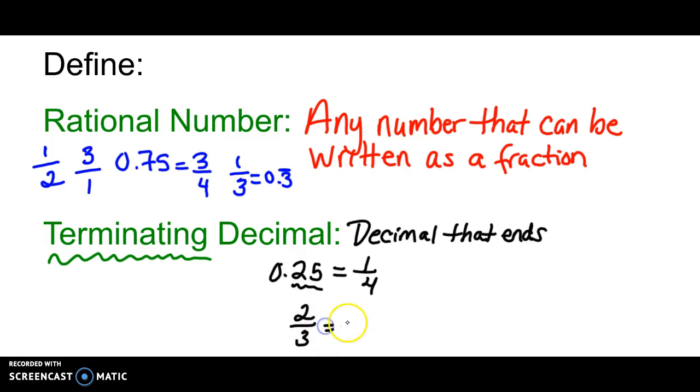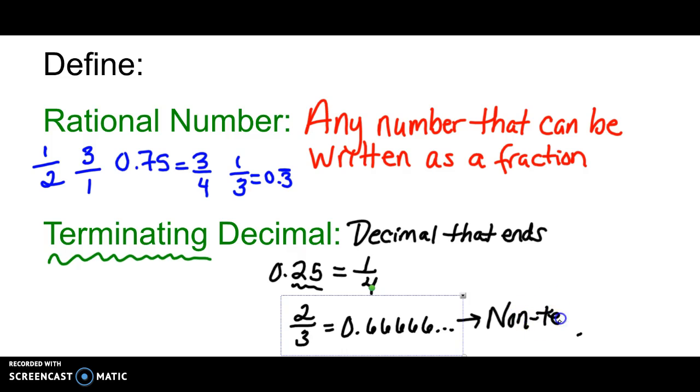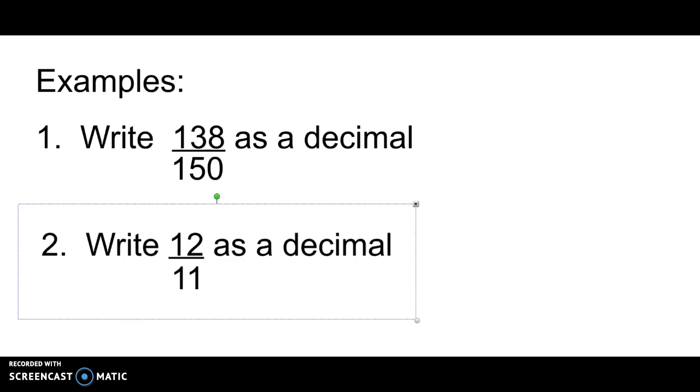2/3 is 0.66666666 forever and ever. That's a rational number, but it is not a terminating decimal because it doesn't end. It goes on forever and ever. So a terminating decimal is what it says. It's a decimal that ends.